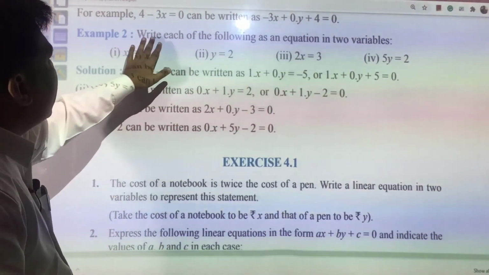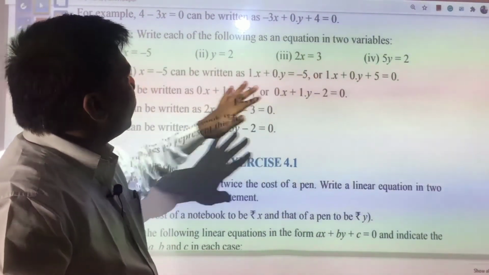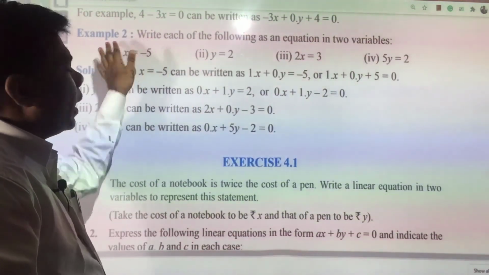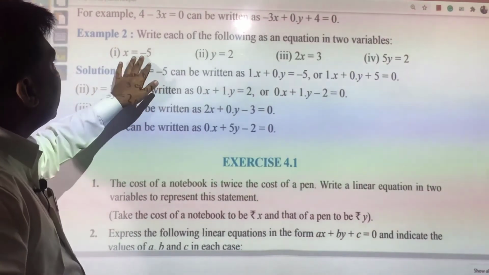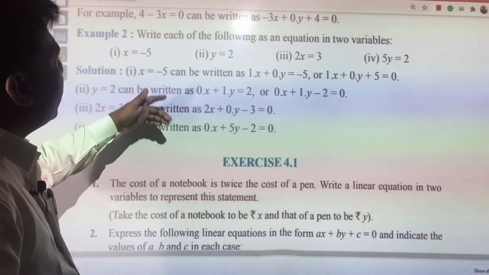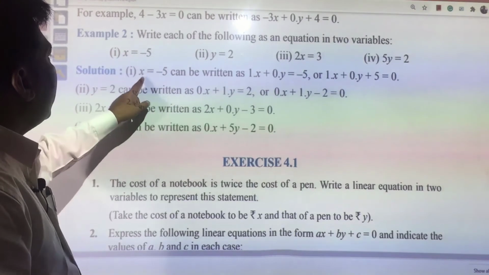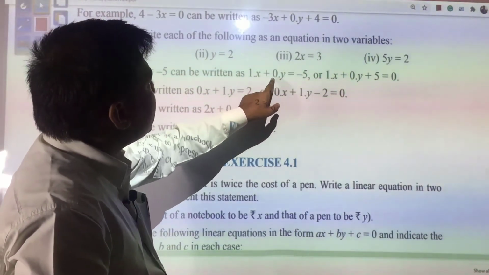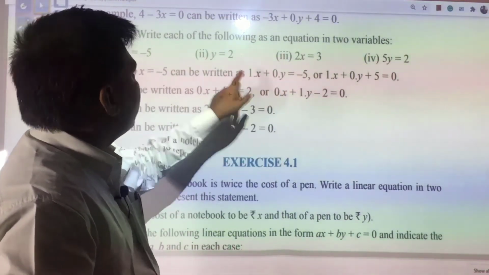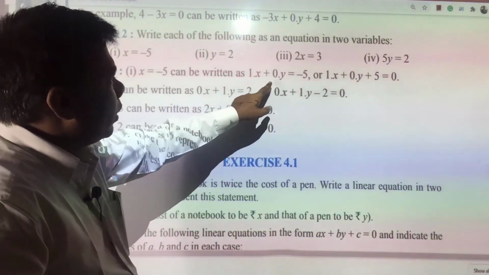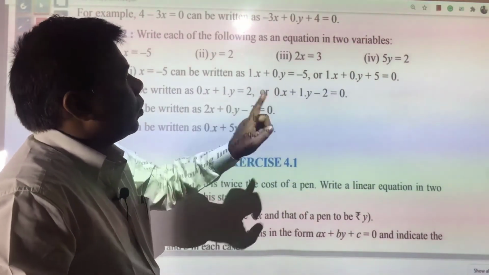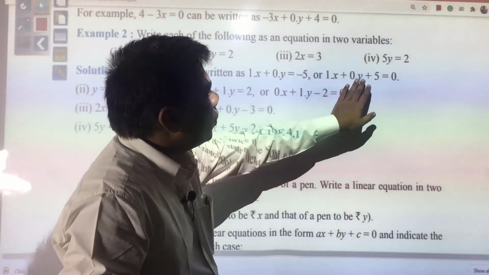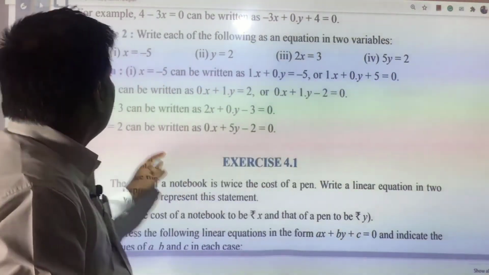Second example: write each of the following as an equation in two variables. Suppose you have x is equal to minus 5. The second variable has not been given, but you need to write it in the form of ax plus by plus c is equal to 0. So, x is equal to minus 5 can be written as 1x plus 0y is equal to minus 5, because the variable term y is not there. So, this will become 0 into y is equal to minus 5. Finally, we write 1x plus 0y plus 5 is equal to 0.